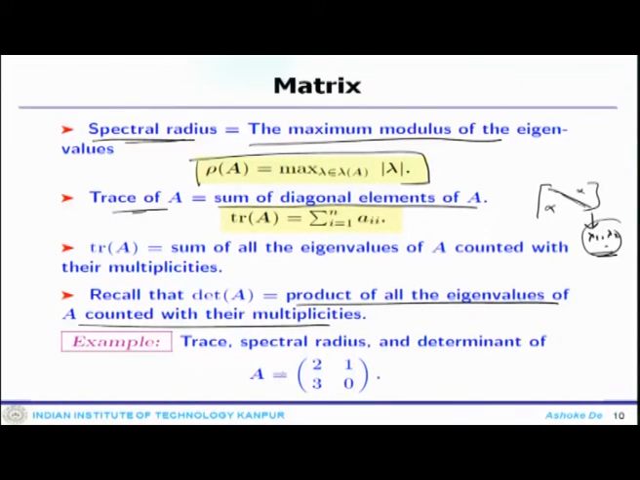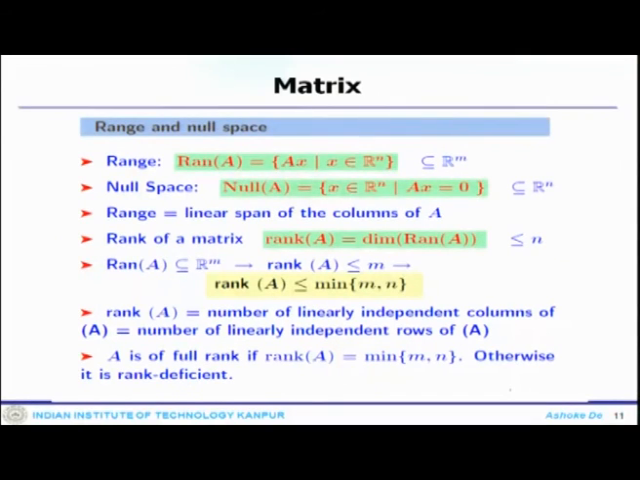For example, let us say A is [2, 1; 3, 0]. Calculate that, and you will find out what lambda is, what the trace is, and what the determinant is. All of these you can find from finding the lambda.